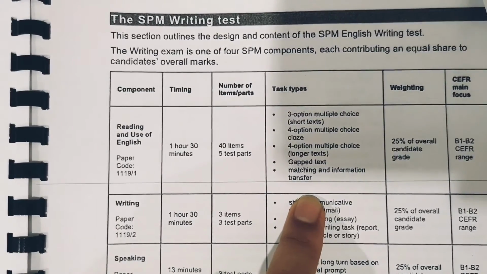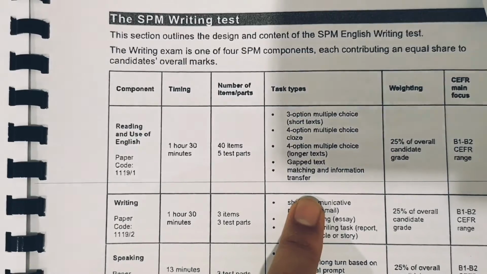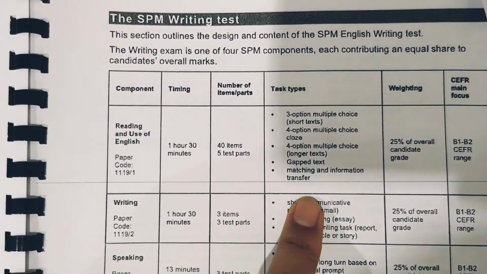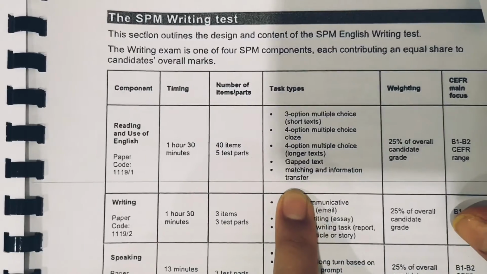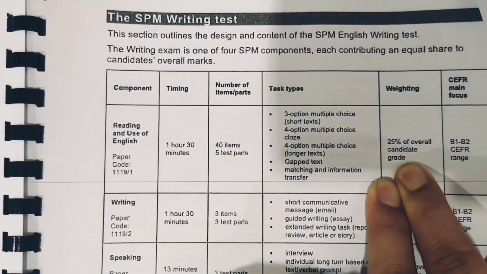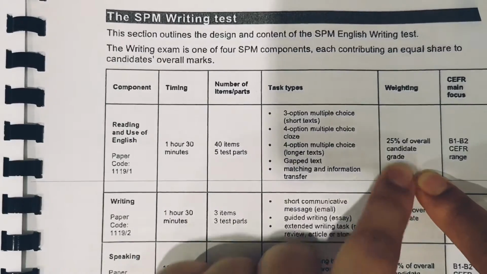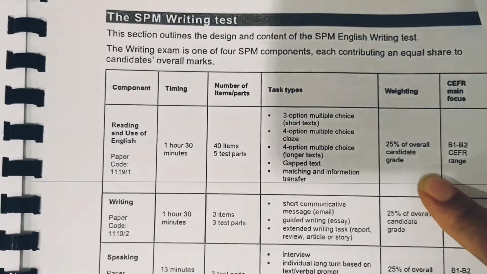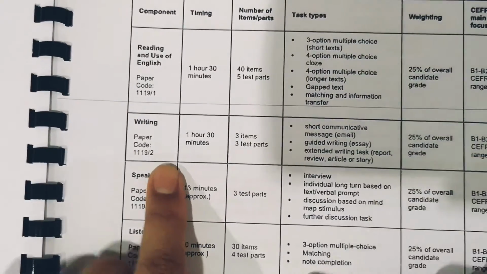Basically, if you still remember in your PT3 how you did it, it's your reading paper where you have the error correction, the multiple choice, and the graphic organizer. It's quite similar to that but at a slightly higher level, and the weighting is 25% for this reading paper. So whatever your mark is, it will contribute 25% of your overall grade.